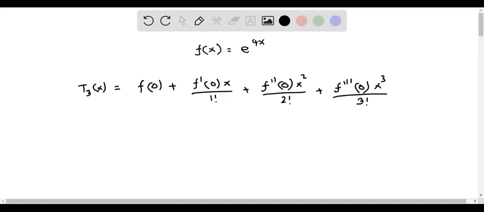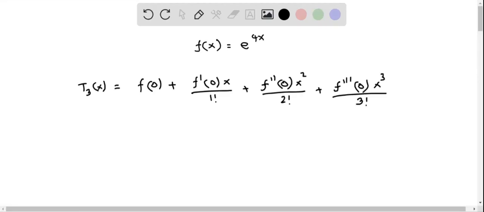We now write the Maclaurin polynomial of degree 3 for the function f of x equals e raised to the power of 4x. And so this is the formula to find the Maclaurin polynomial of degree 3. That is T3 of x equals f of 0 plus f prime of 0 times x divided by 1 factorial plus f double prime of 0 times x squared divided by 2 factorial plus f triple prime of 0 times x cubed divided by 3 factorial.